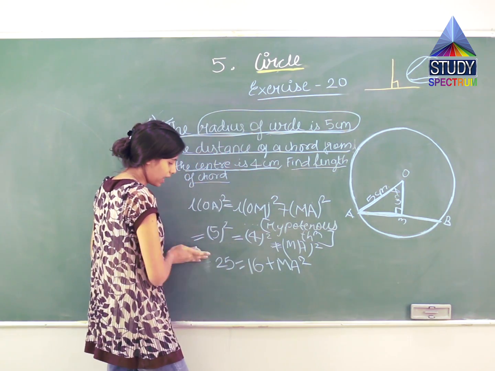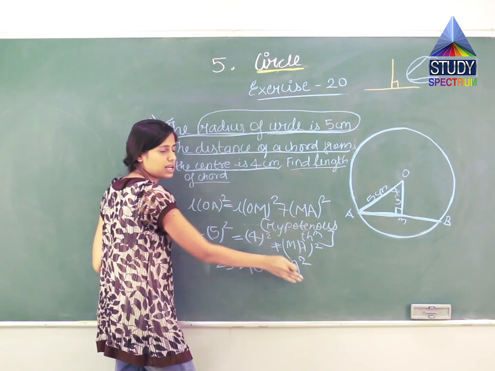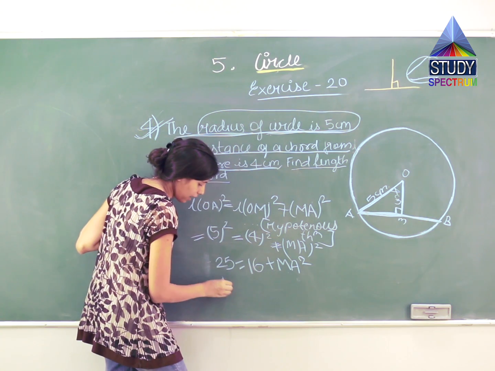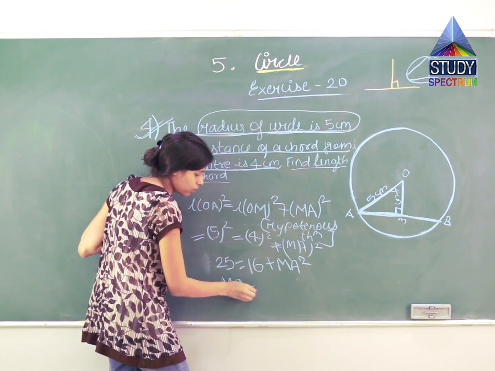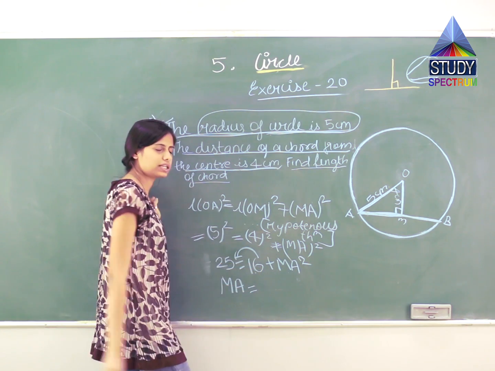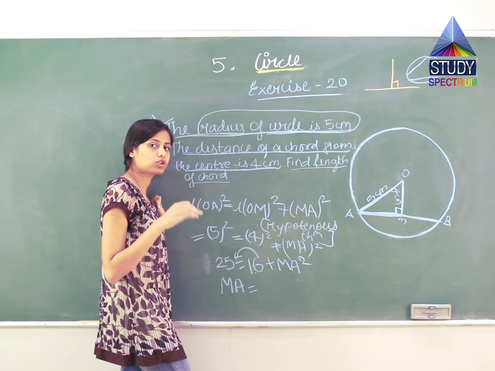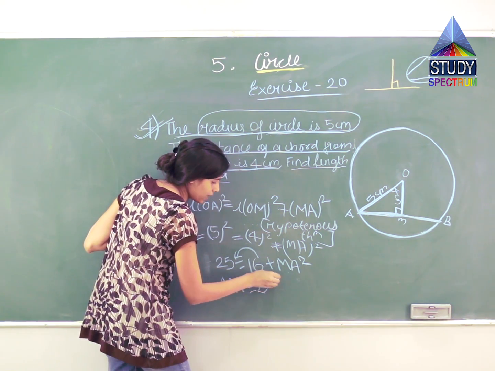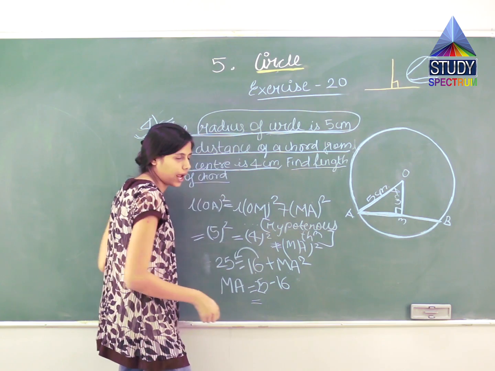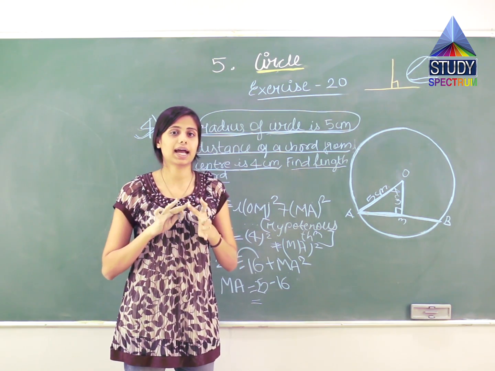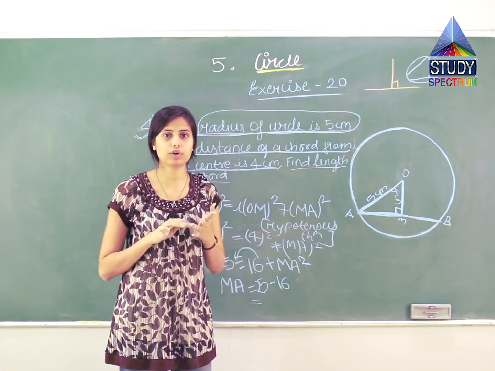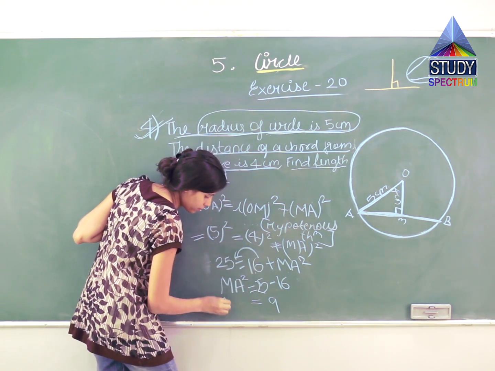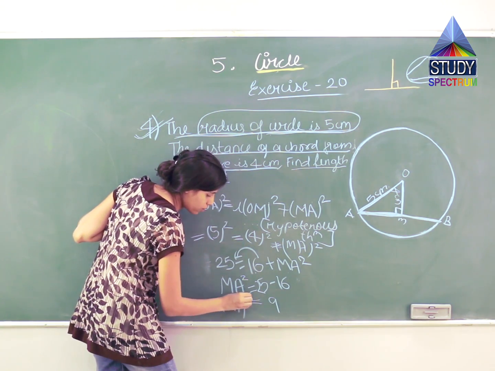Now tell me, over here I have 25 and over here I have 16 plus something square. Okay, so what I will do is MA को मैं यहीं पे रखूंगी. MA square is equal to and 16 को मैं यहाँ शिफ्ट करूंगी. So this positive 16 जब equal to के ये side आएगा तो it will what? It will be negative. So let us write 25 minus 16, which comes to what? 9. So I have 9. MA square is equal to 9.